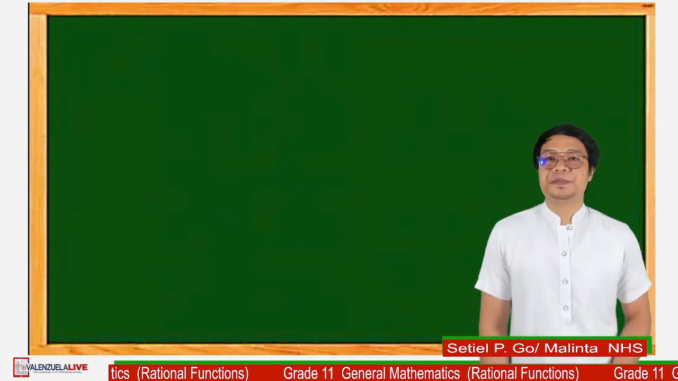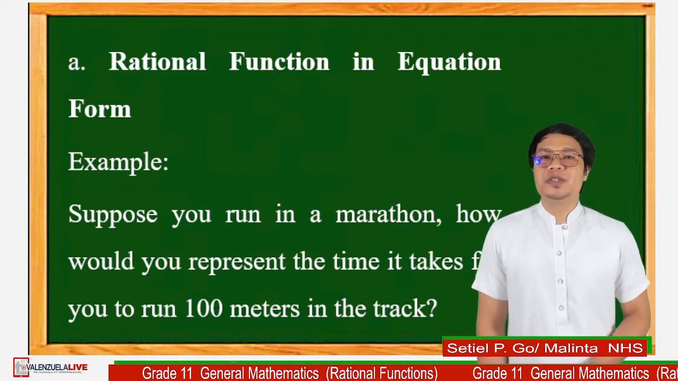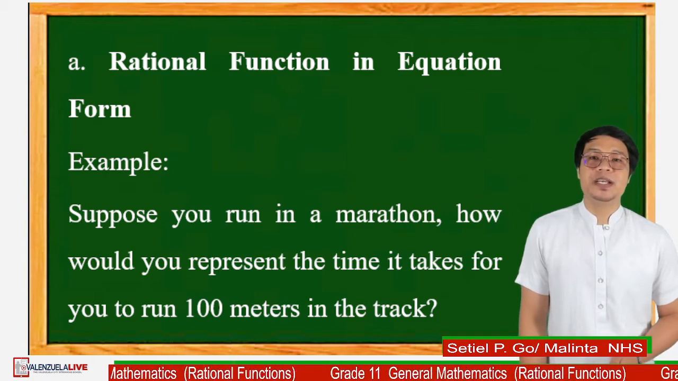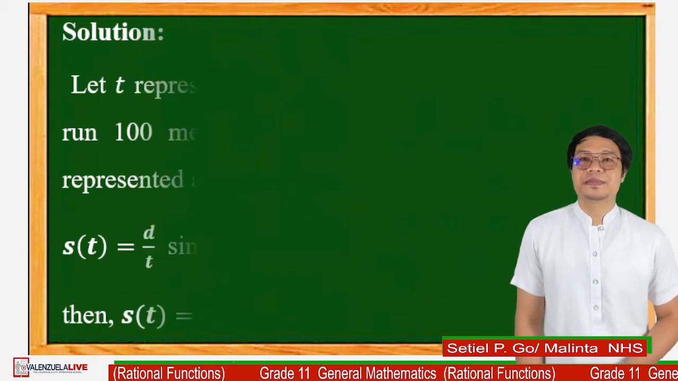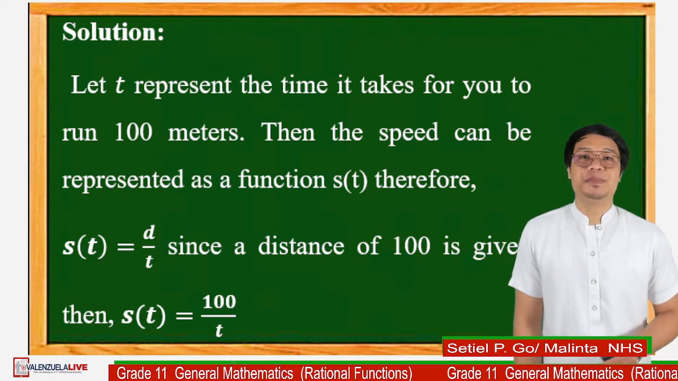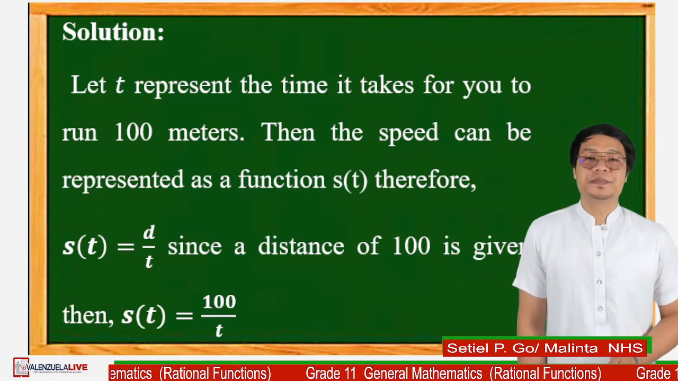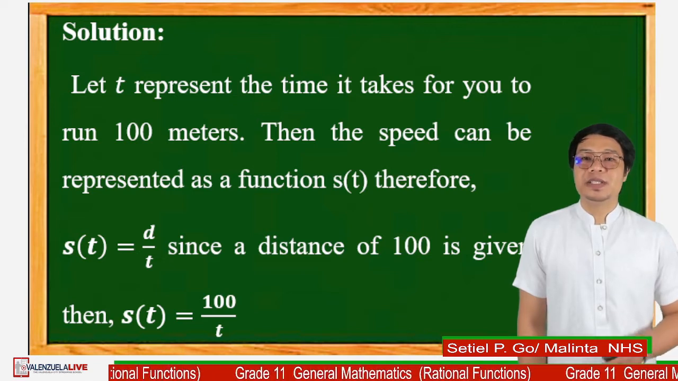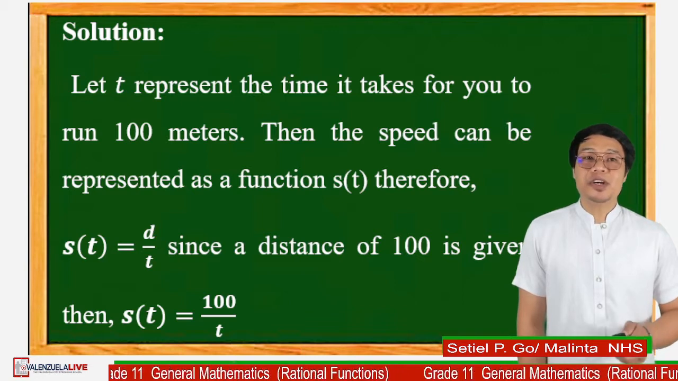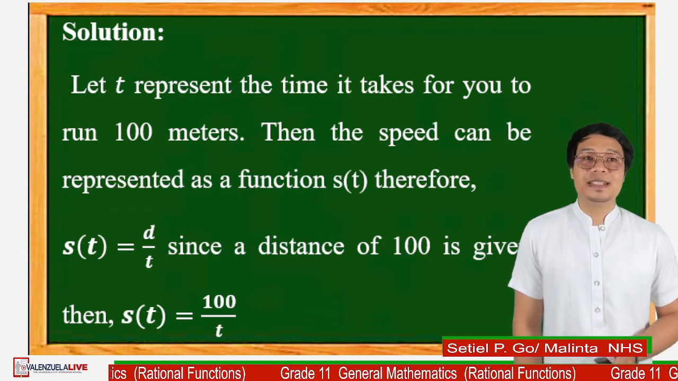Let's have this example. A rational function in equation form. Suppose you run in a marathon. How would you represent the time it takes for you to run 100 meters in a track? Let's have the solution. Let t represent the time it takes for you to run 100 meters. Then the speed can be represented as a function s of t. So therefore, s of t is equal to d over time. Since a distance of 100 is given, the rational function will be s of t is equal to 100 over t.